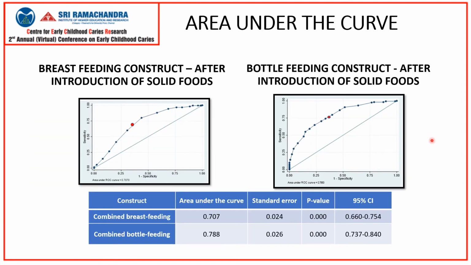So these are the area under the curve for the breastfeeding construct as well as the bottle feeding construct. We see that it is 0.7 for the breastfeeding construct and 0.788 for the bottle feeding construct, and with p-values of 0 implying statistical significance.